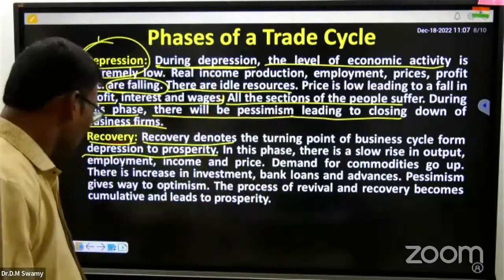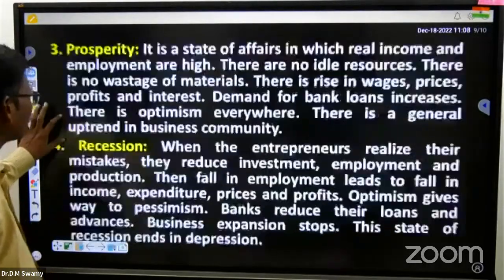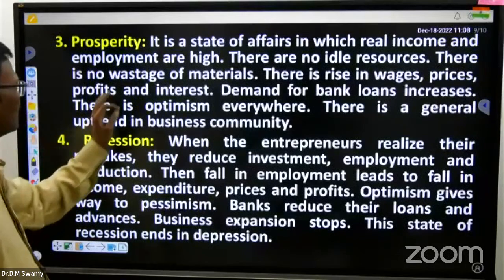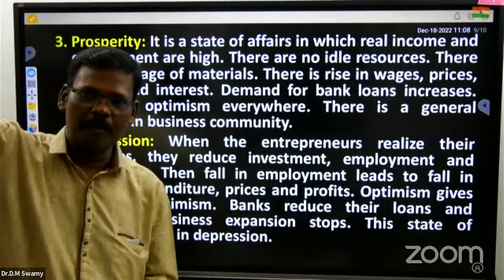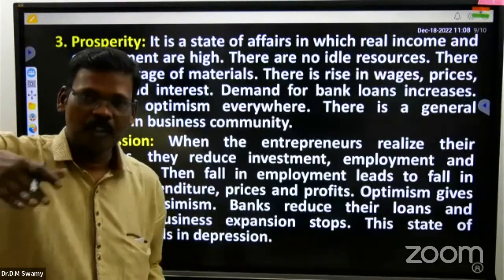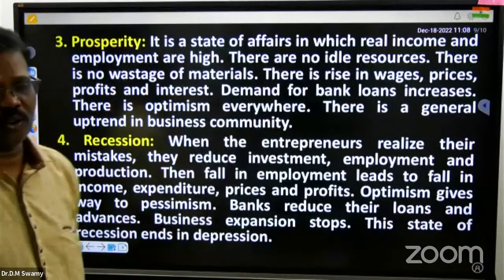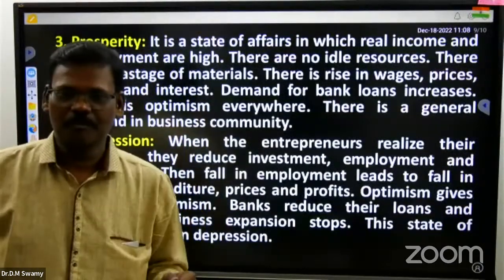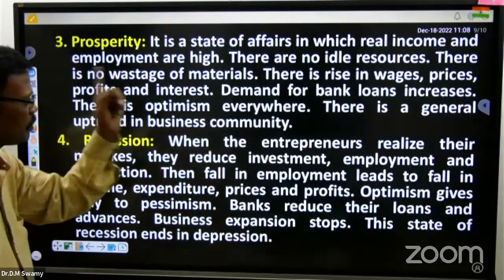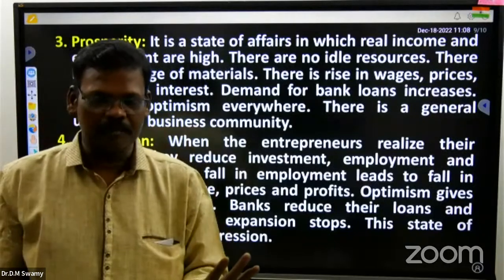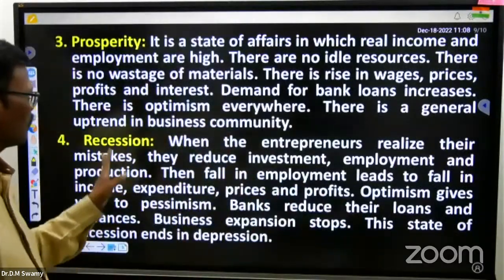The next stage, the third stage, is prosperity. During prosperity, it is a state of affairs in which real income and employment are high. Employment will be high, the unemployment problem decreases, the income level increases, and the GDP level increases. There are no idle resources. All the resources will be utilized without wasting. No material is going to be wasted. All the materials are going to be utilized properly for economic development.